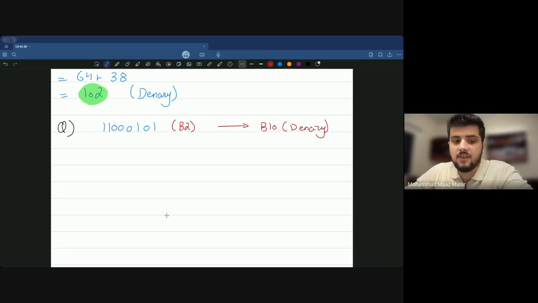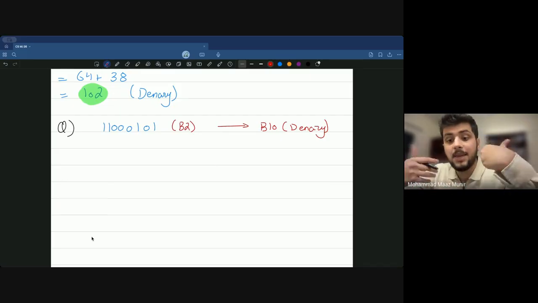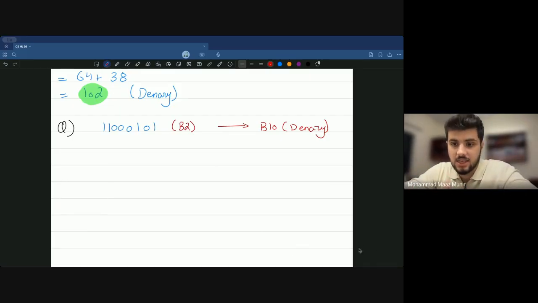So in your exam, even if they write the word denary, you'll understand it's the conventional number system. But even if they mention it as base 10 number system, you should be well aware that base 10 number system basically means that we are talking about the denary number system. From what? From a base 2 number system, which is binary.